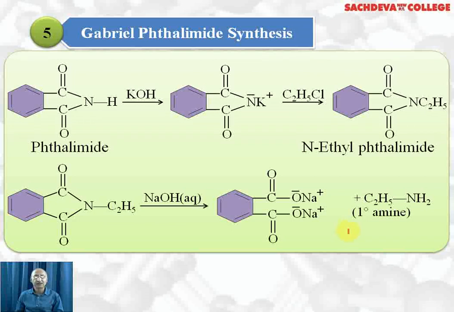Aromatic amines cannot be prepared because instead of C2H5Cl, if you use chlorobenzene, C6H5Cl cannot release Cl because of double bond character, 3 out of 5 resonating structures. So chlorobenzene will not react in this step. That is why aromatic amines cannot be prepared by this method.